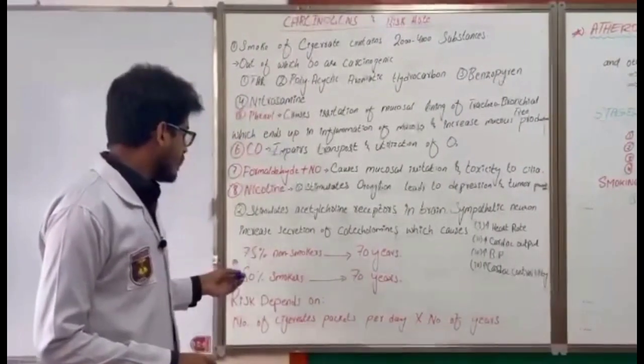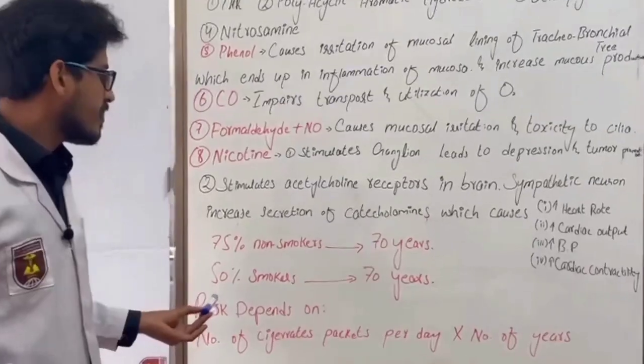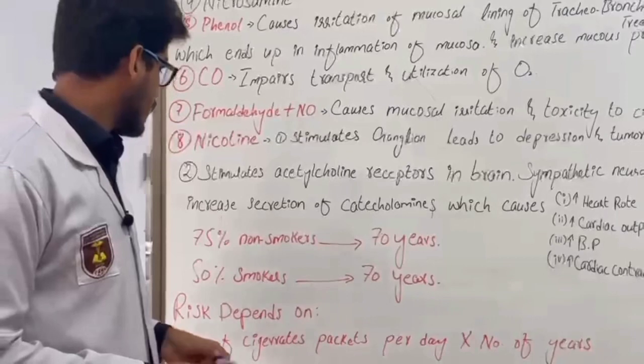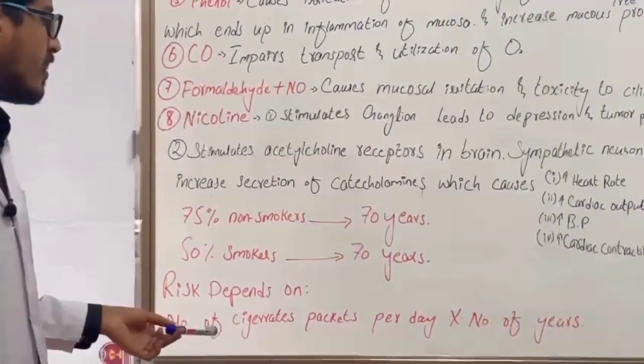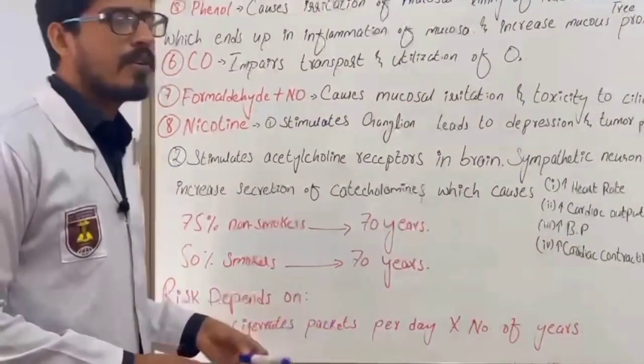So 75% of smokers live past 70 years of age. Risk depends on the number of cigarette packets per day multiplied by the number of years.